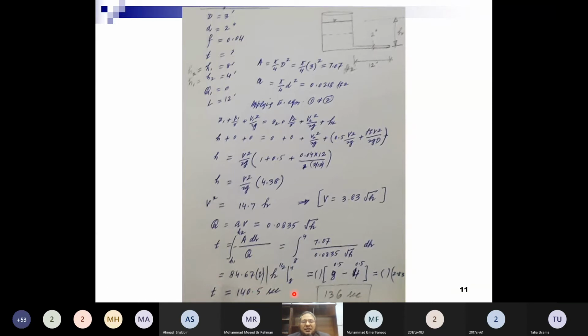140.5 seconds or 130 seconds. So please check what the correct answer is. So this is how you can solve this problem. This much time is required to drop the water level in the tank from this to that. You can even compute the time to completely empty this tank, and then the value of this would be 0 instead of 4. Okay? Any question?